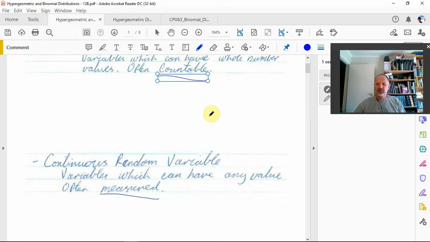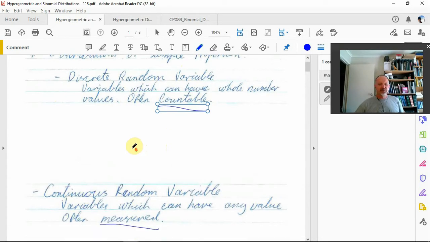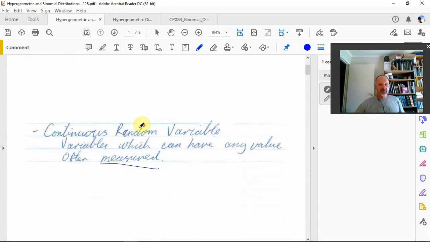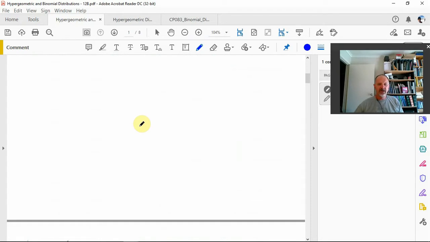The only thing that I would think of is, say, shoe size, for example, is discrete because it goes up in particular amounts. All right, so 2, 2.5, 3, and so on. Okay, so that's a little bit of a waffle there.